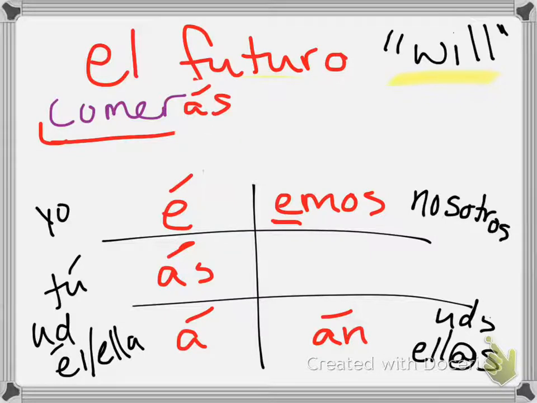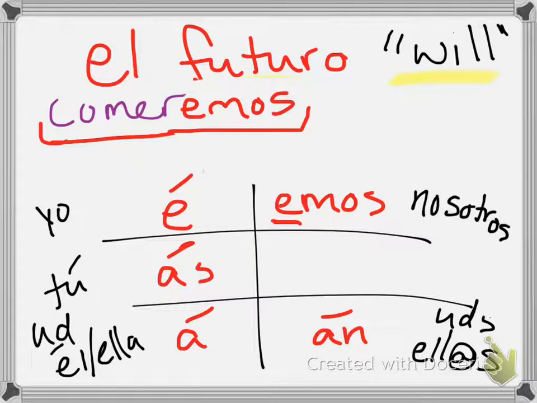If it were tú, then it would be comerás. Tú comerás de todo. You will eat anything. See? Tú comerás todo. If it is nosotros, it's going to be comeremos. See? Comeremos el pastel. We will eat the cake. Once again, all one word.